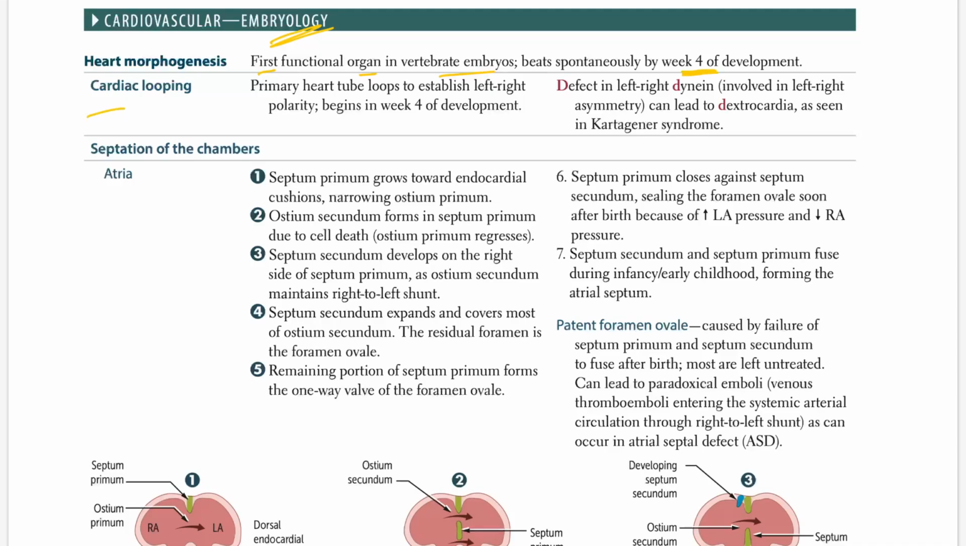We have cardiac looping. That's when the primary tube loops to establish left-right polarity, because of week 4 of development. A defect in the left-right dynein involved in left-right asymmetry can lead to dextrocardia. So a defect in dynein leads to dextrocardia seen in Kartagener syndrome.